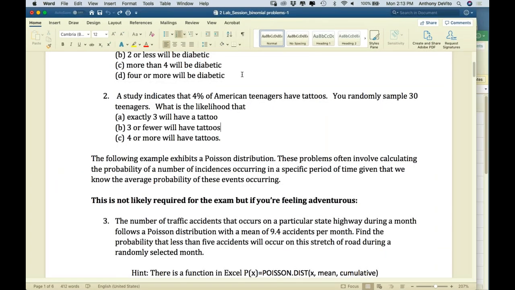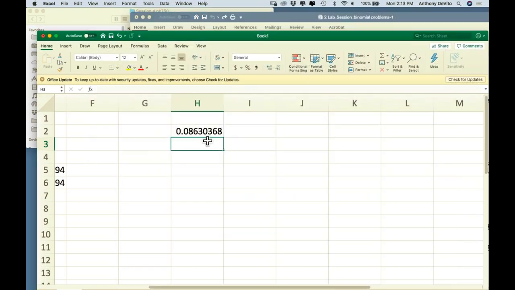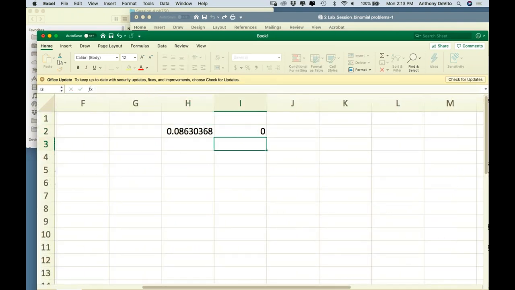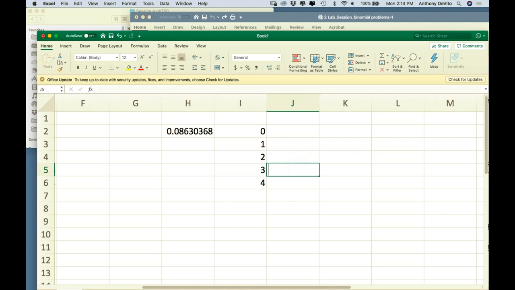Okay, so what's the likelihood that we'll have 3 or fewer tattoos? I'm going to do that two ways. So let's see, 0 tattoos, 1 tattoo, 2 tattoos, 3 tattoos, 4 tattoos, and so on. So 3 or fewer is equal to BINOM.DIST, parentheses. Actually, to tell you the truth, I should do it this way. It's going to be easier. Rather than copy up, I'll copy down. It's a little bit more natural.